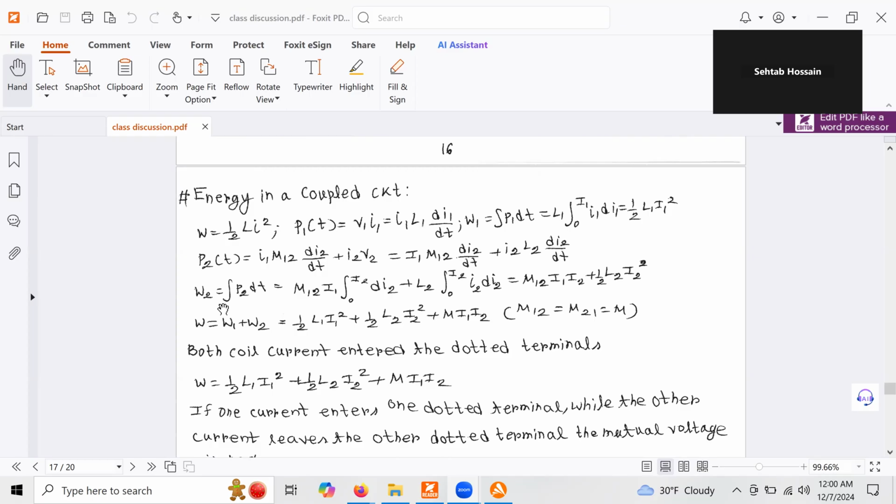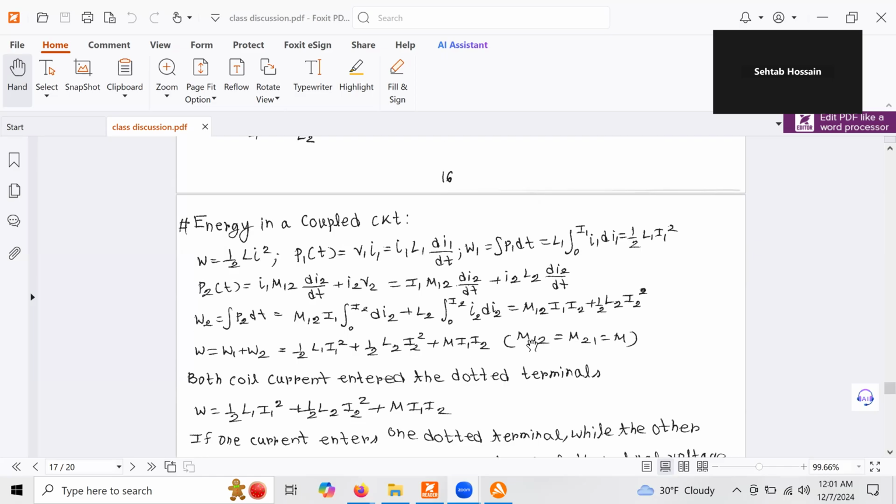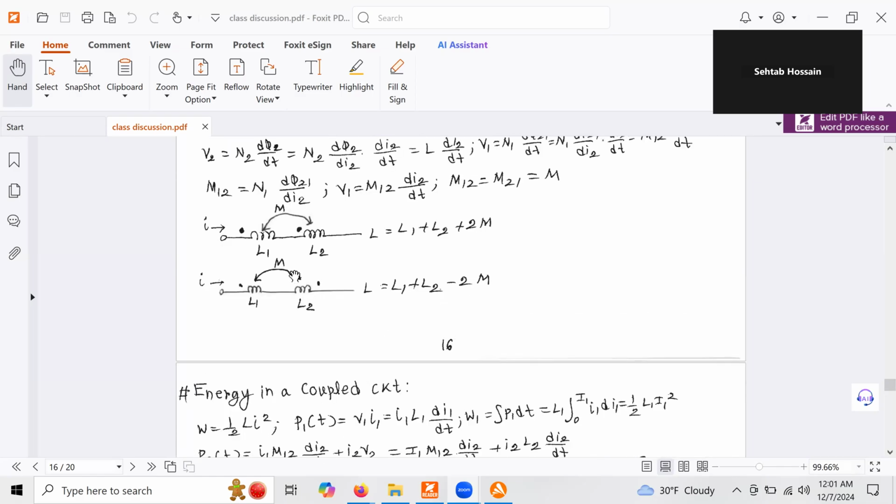So this is the energy expression over here at last, with the mutual inductance: half L i square. The total energy will be W1 plus W2. We see that M12 and M21 are actually the same mutual inductance, because for this coil it is M21, and for this one it is M12, and the amount of mutual inductance is the same, so we can denote it as M.